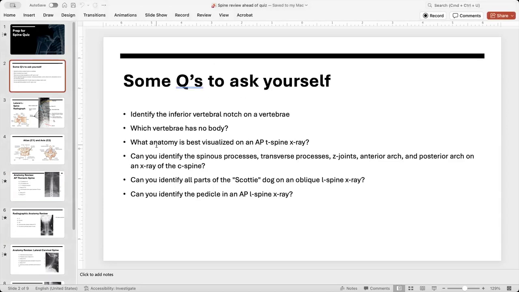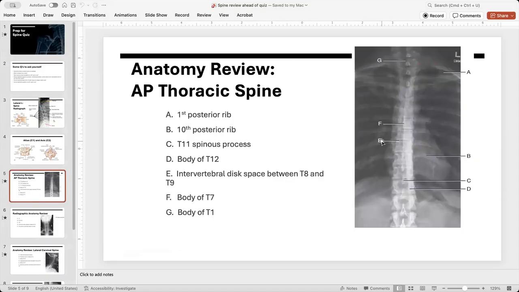Okay, so we answered that question. On an AP T-spine, we can see transverse processes, definitely the body of the vertebrae. Let's see what else. We can kind of see the pedicle there if we had to point that out. We can see the spinous processes, but not in profile. They're all superimposed, and they're the teardrop shapes right here, here, and so on that we see in the back.